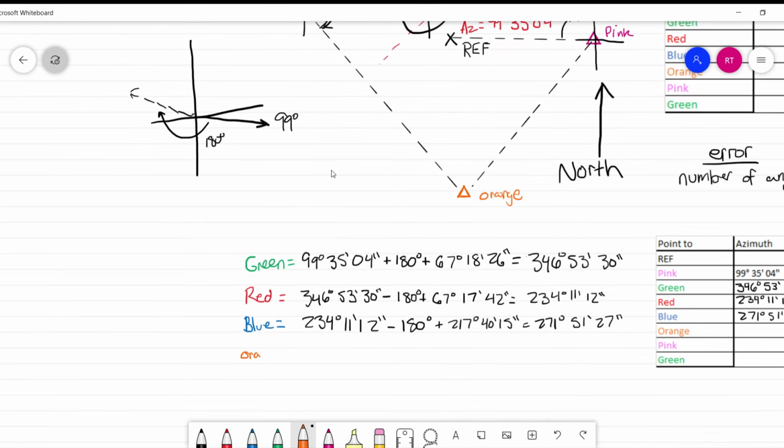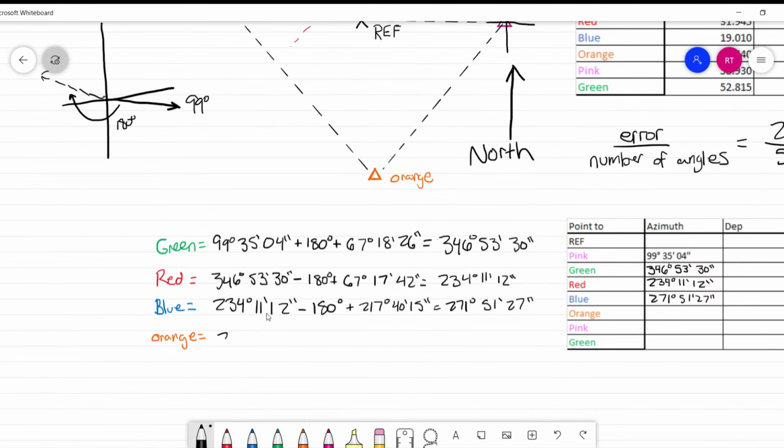To get to orange, we do 271 degrees, 51 minutes, and 27 seconds, minus 180 degrees, because we have to measure that back azimuth, and then we're gonna add 70 degrees, 4 minutes, and 41 seconds, and that gives us 161 degrees, 56 minutes, and 8 seconds. Now we are set up on orange and we want to get to pink.